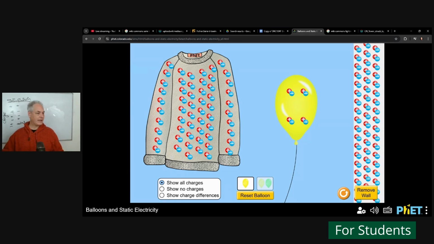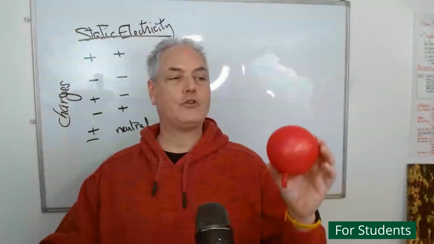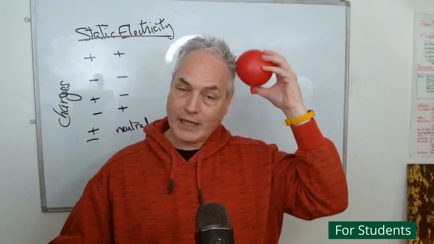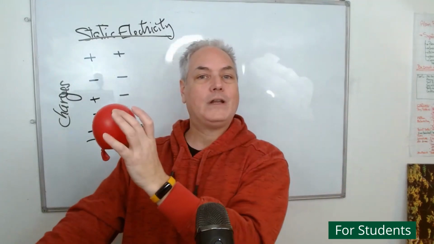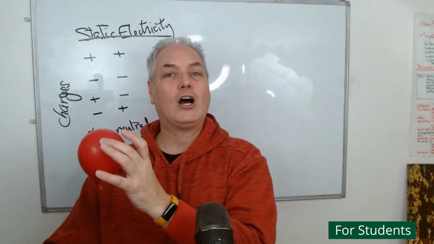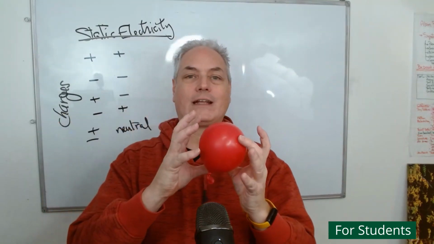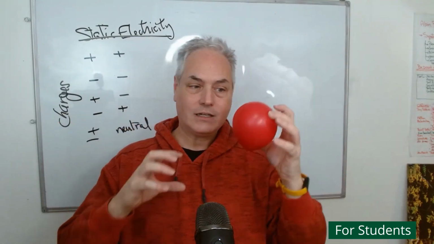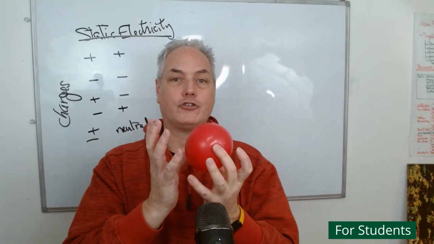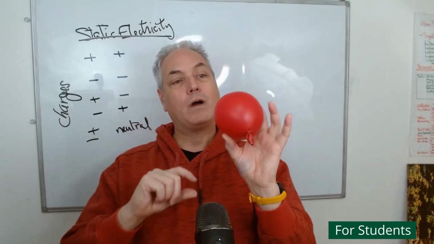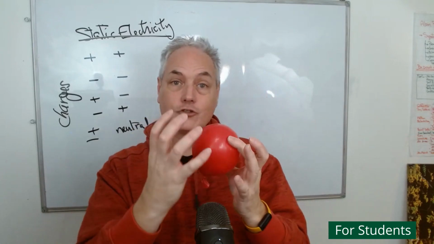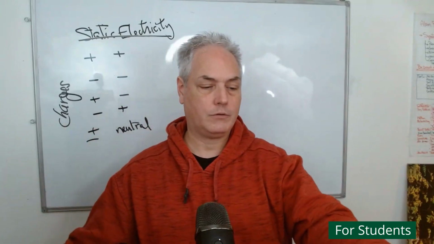Some of you may have played at home. When you have a balloon, you rub it on your hair and you can put it on the wall and it will stay on the wall. So here you have a balloon. The balloon is attracting the electrons from our hair, and now I have a charged object. Why is it charged? Because the electrons on the surface have nowhere to go.